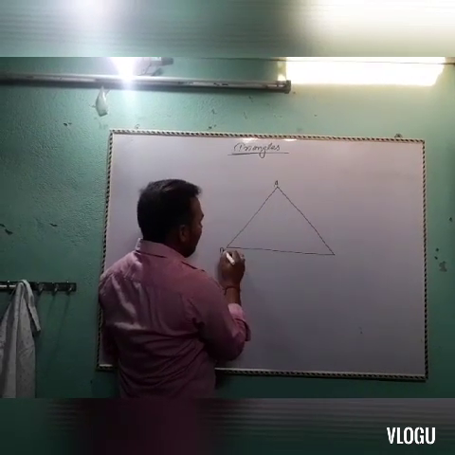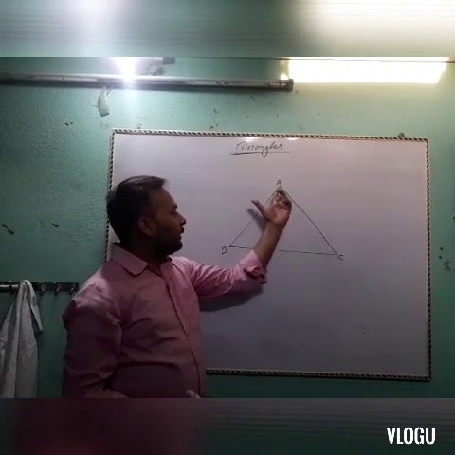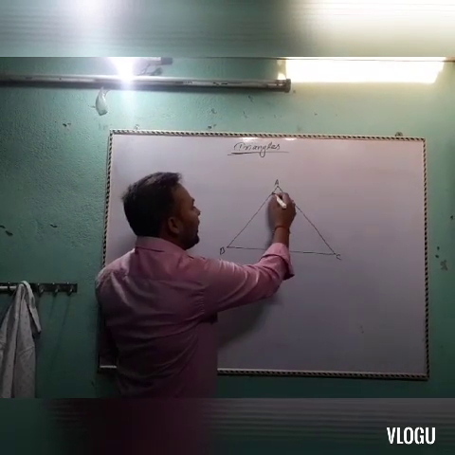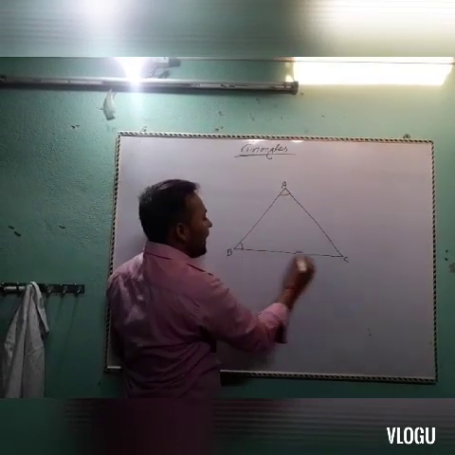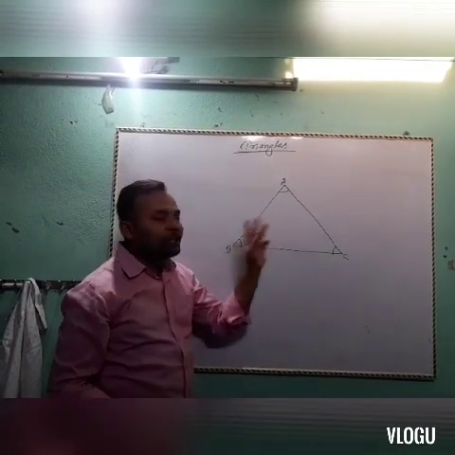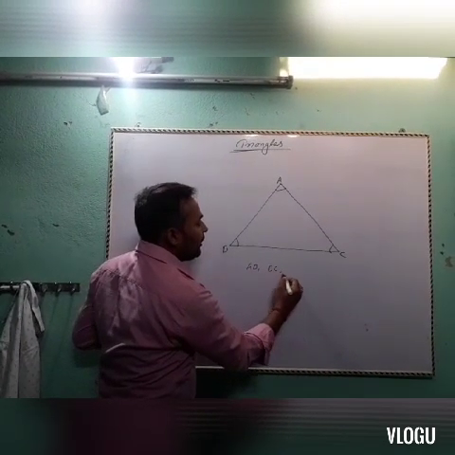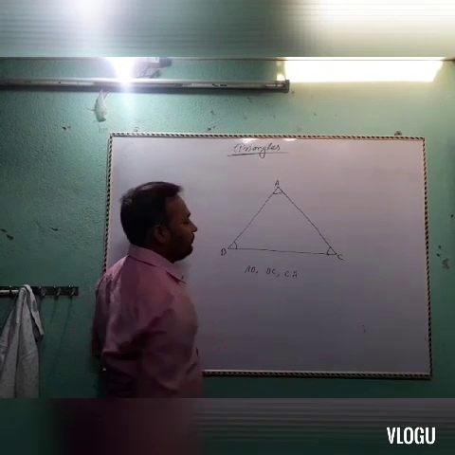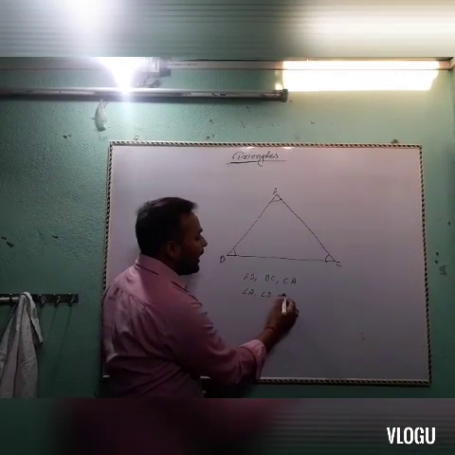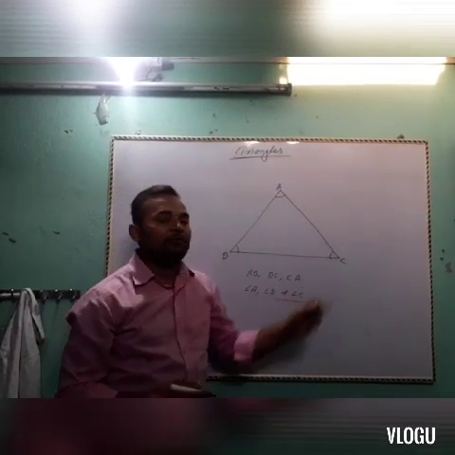ABC is a triangle. In a triangle, AB is a side, BC is a side, and AC is a side. Angle A, angle B, and angle C. Students, a triangle has three sides, AB, BC and CA, three angles, angle A, angle B and angle C, and three vertices A, B and C.